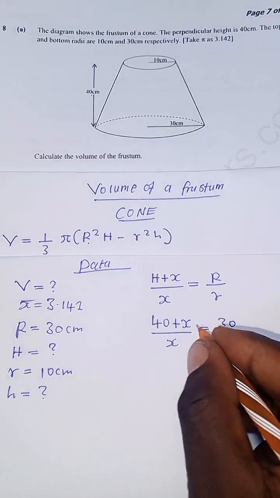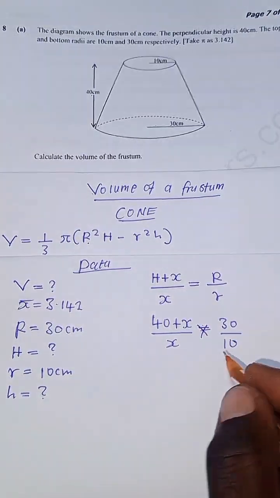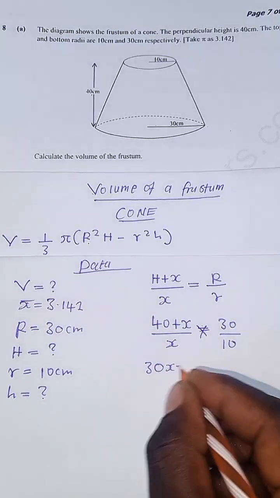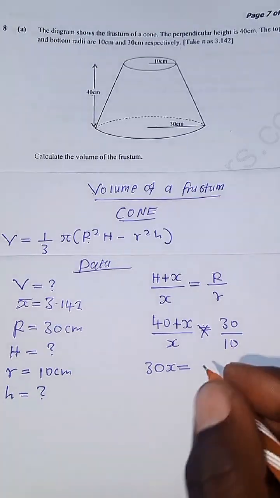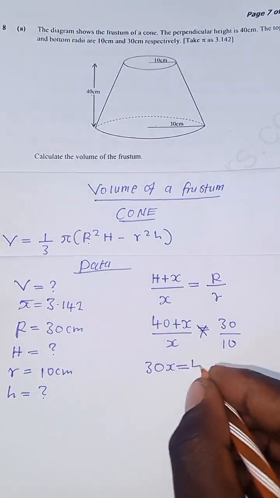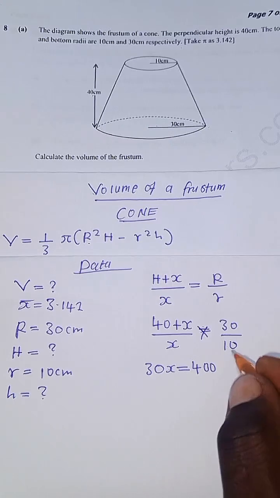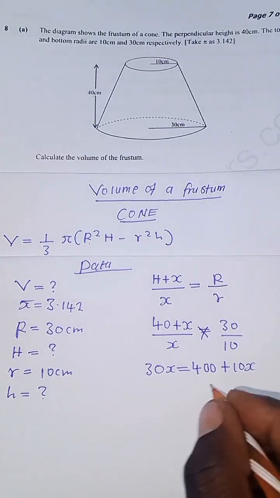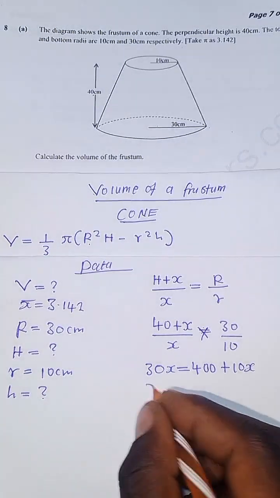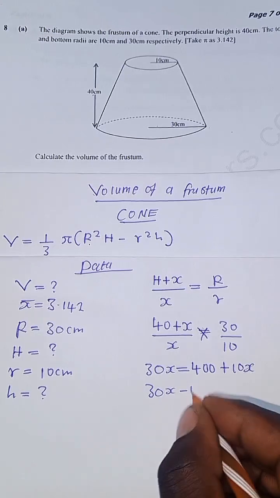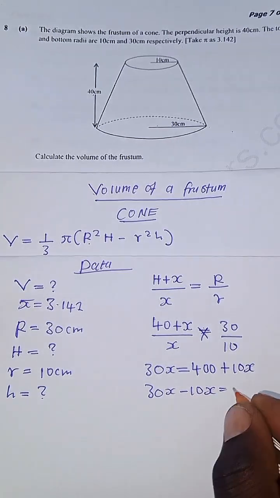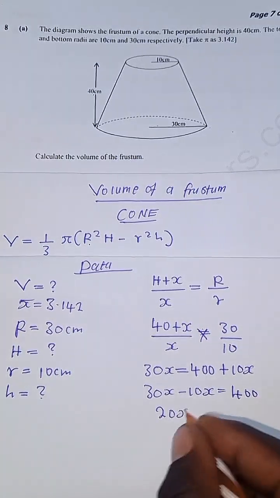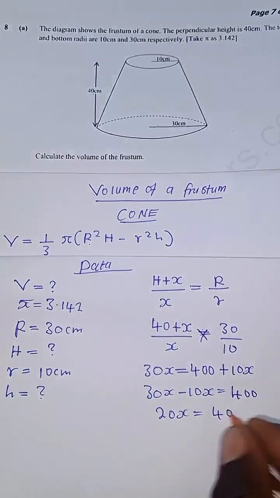From here, we can just cross multiply, where we're going to say this times this, we are going to get 30x is equal to, so 10 times 40, we are getting 400. 10 times x, we are getting 10x. From here, we can just group the like terms, where we're going to say 30x minus 10x is equal to 400. We subtract, we get 20x is equal to 400.